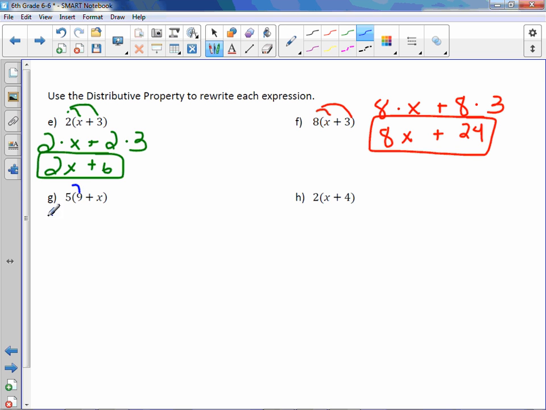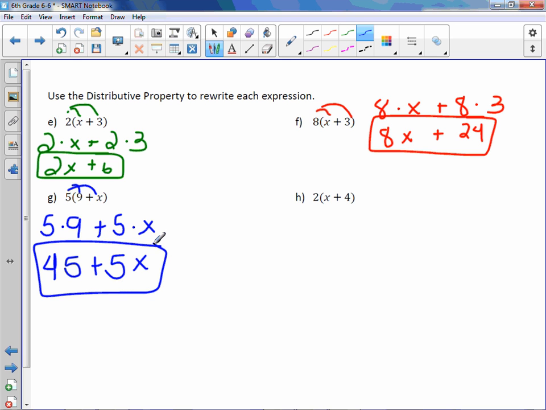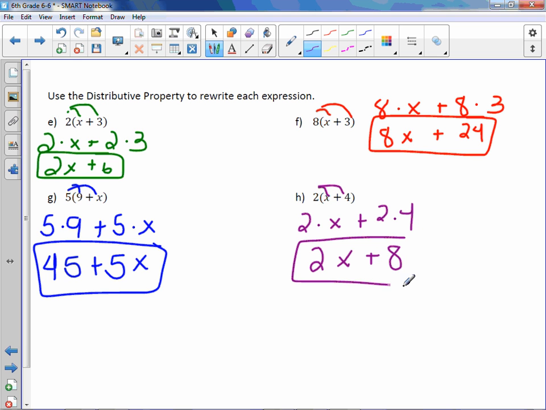Letter G, 5 times 9 plus 5 times x. We get 45 plus 5x. And notice how I'm going in order of the parentheses. This time I did my numbers first because the 9 was first. Go from left to right always. Letter H, 2 times x plus 2 times 4. We get 2x plus 8.